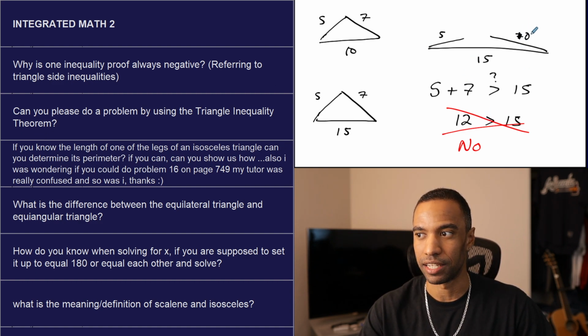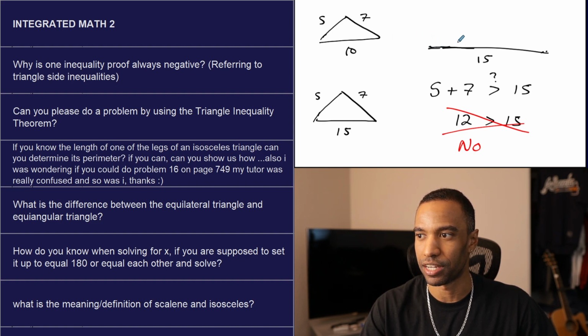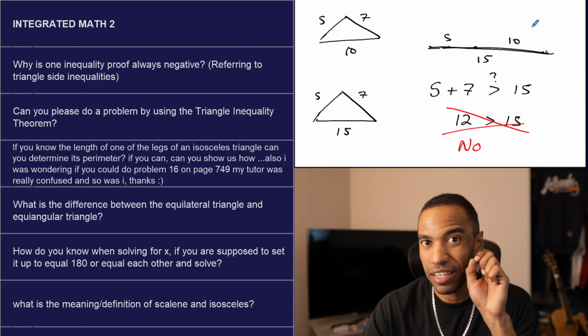Even if this was 10, guys, the only way that these two connect, the 5 and the 10, is if we flatten them out completely. That we flatten this out right here. Here's your 5, and here's your 10, and they connect right there, because 5 plus 10 is 15. But that's not a triangle. It needs to be at least a little bit longer.